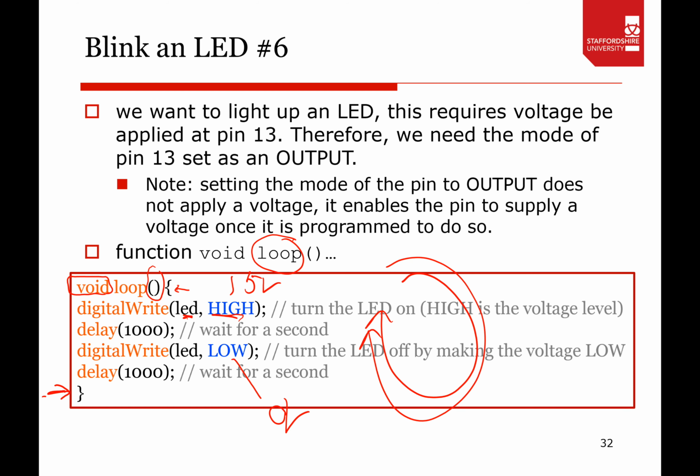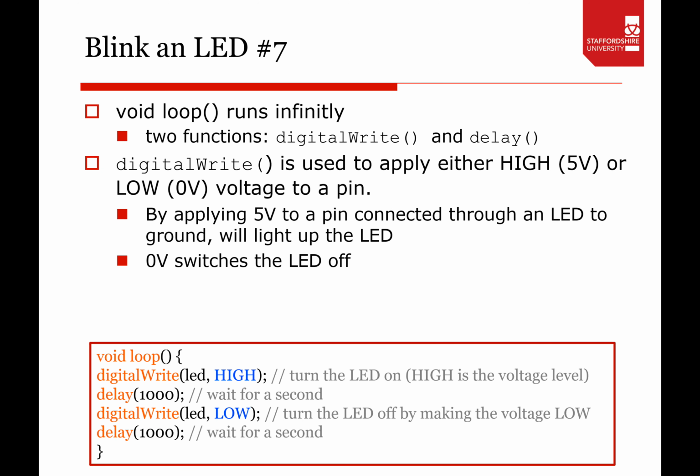And that's the first program. Void loop runs forever, infinitely. The two functions are digital write and delay. Digital write is used to apply either the 5 volts or the low 0 volts to the particular pin, in our case pin 13. By applying the 5 volts to the pin, it's connected through an LED to ground and the LED will light up. 0 volts switches the LED off. So this is the same program at the bottom here.